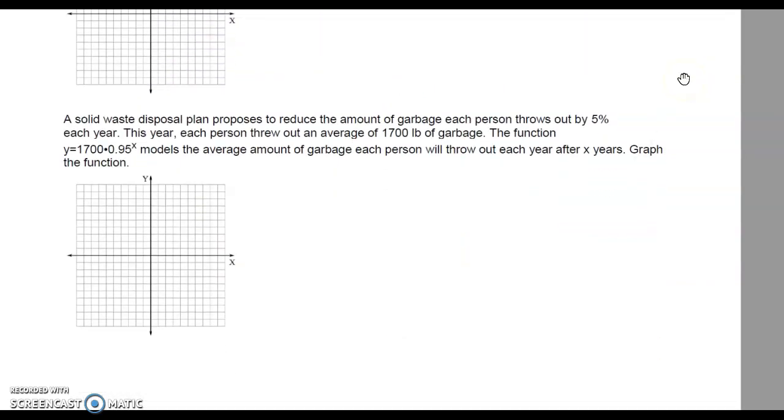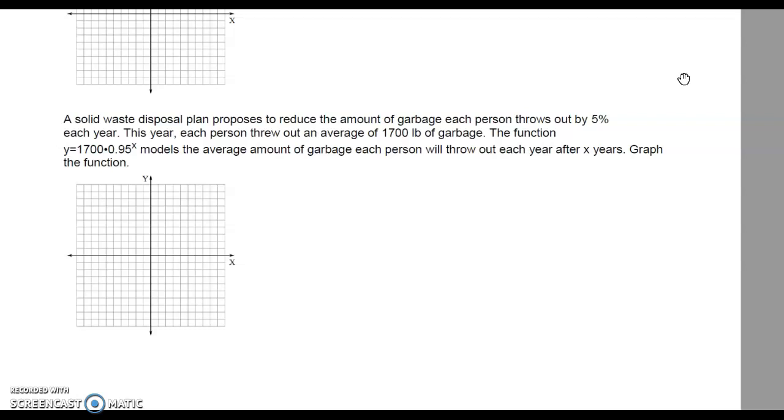Next one, a solid waste disposal plan proposes to reduce the amount of garbage each person throws out by 5% each year. This year, each person threw out an average of 1,700 pounds of garbage. The function y equals 1,700 times 0.95 to the power of x models the average amount of garbage each person will throw out each year after x years.